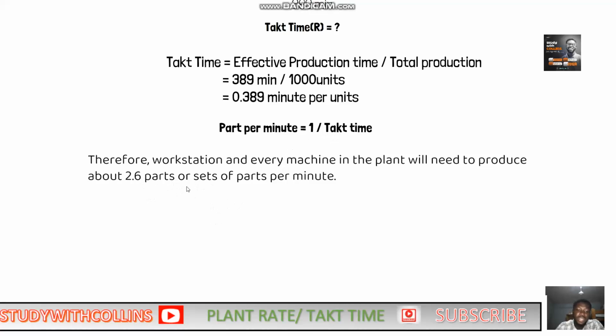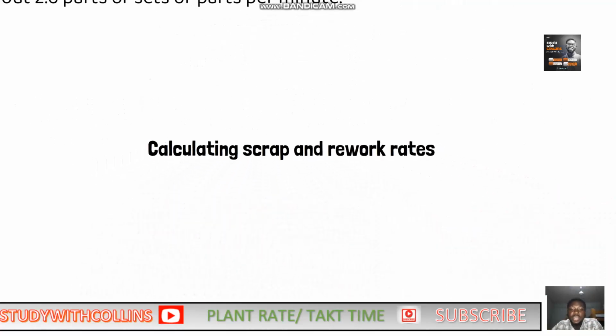Now this rate, which is 2.6 parts per minute calculated above, assumes that no scrap parts are produced or no rework time is necessary. When we talk of scrap percent, that is rejected products, there might be some defectiveness when the machine is producing these parts. That is why the efficiency is not 100. Since the efficiency is not 100, we must also include scrap percent, but the calculated takt time did not involve any scrap percent. So now let's move on to calculating scrap percent and rework rate.